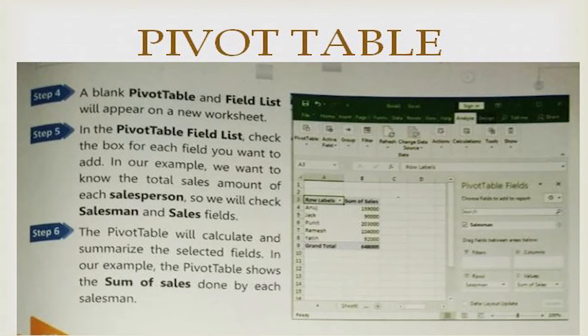Next one is step 4. A blank pivot table and field list will appear on a new worksheet. Step 5. In the pivot table field list, check the box for each field you want to add. In our example, we want to know the total sales amount of each and every salesperson. So we will check the Salesman and Sales fields. Now the pivot table will calculate and summarize the selected fields. In our example, the pivot table shows the sum of the sales done by each salesman.